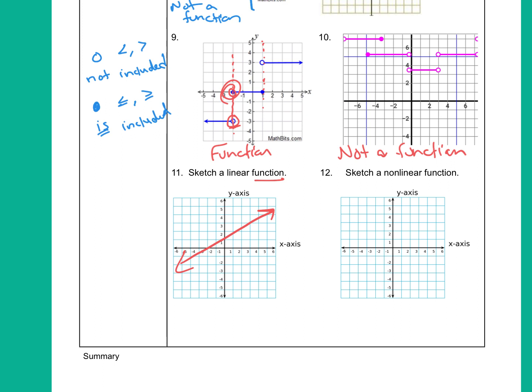And then it says sketch a nonlinear. So nonlinear means it is not straight. So I can draw any kind of graph that's not straight as long as it would pass the vertical line test. So I could draw one like this. This is called a parabola, the U-shaped graph. That would pass the vertical line test. So that would be an example of a nonlinear, because it's not straight, but it is a function.